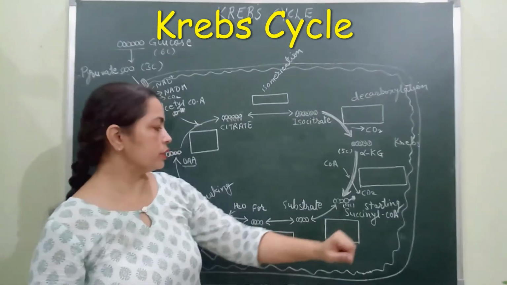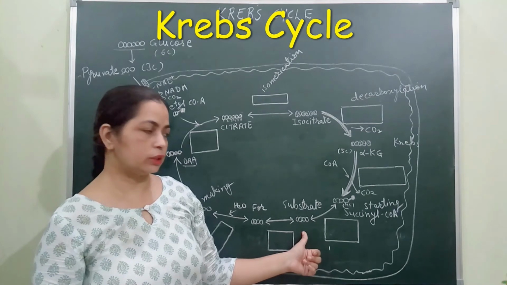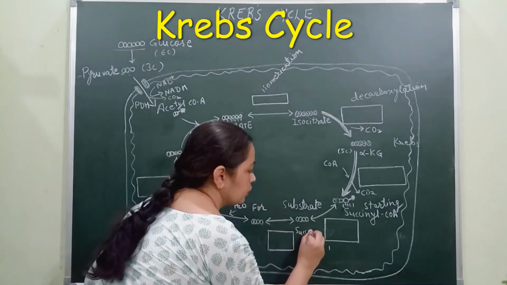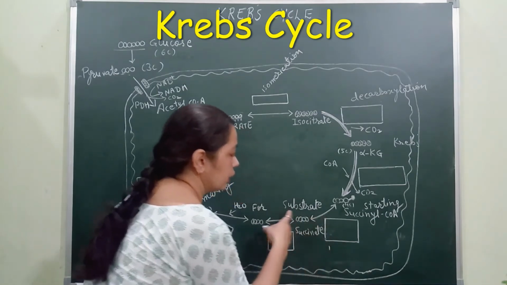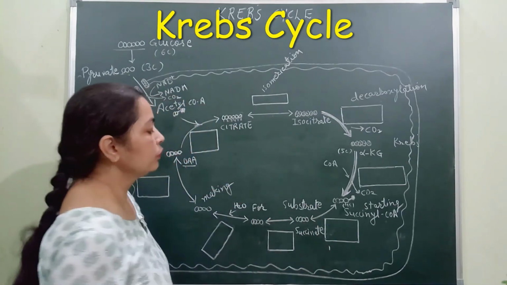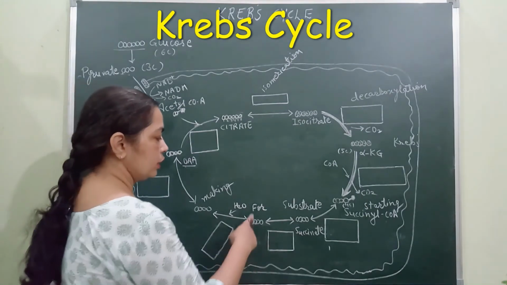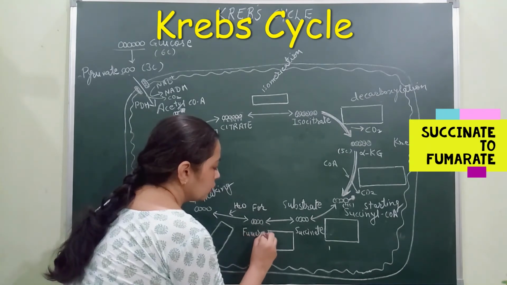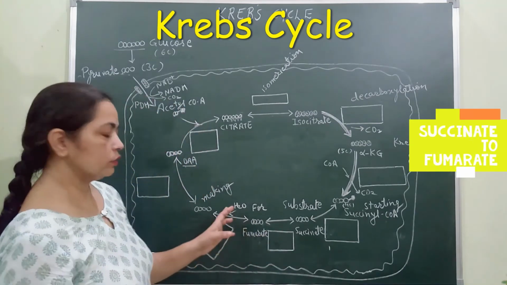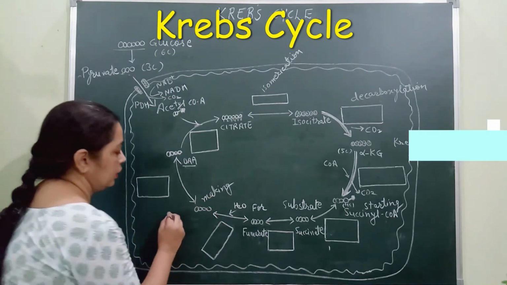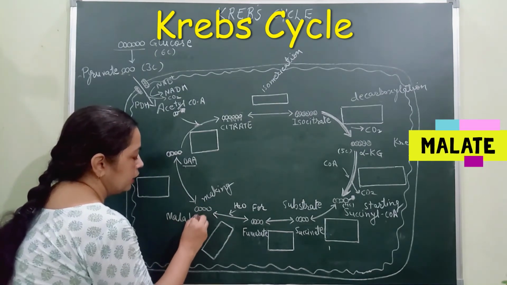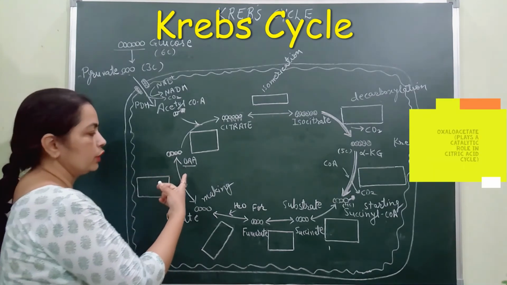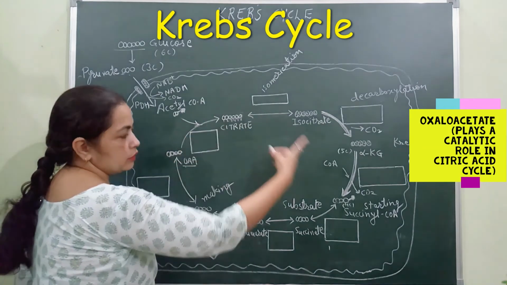Then this succinyl coenzyme A gets converted into the next substrate, which starts with S, that is succinate. Now this succinate further gets converted into F, for fumarate. Fumarate reacts with water and makes malate, M-A-L-A-T-E, fumarate to malate. And this malate then gets converted into oxaloacetate and the cycle continues.